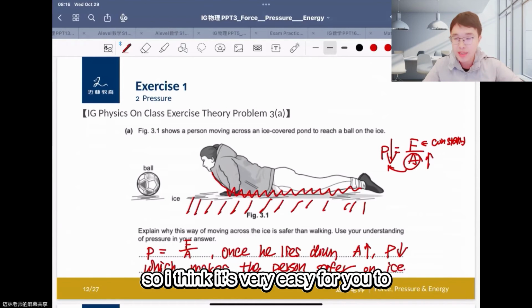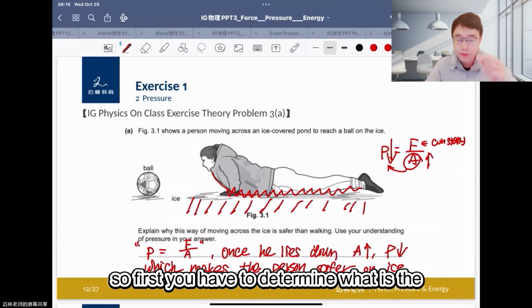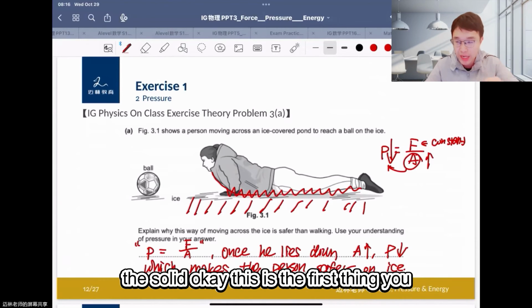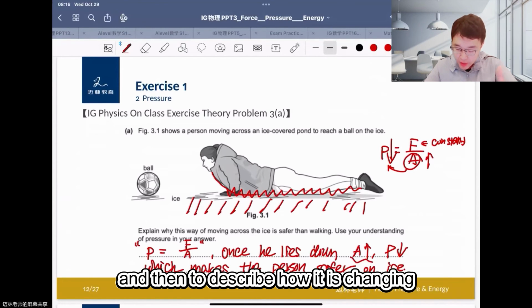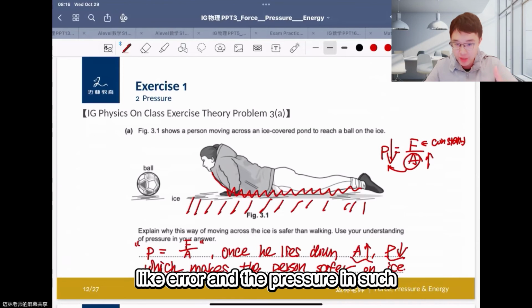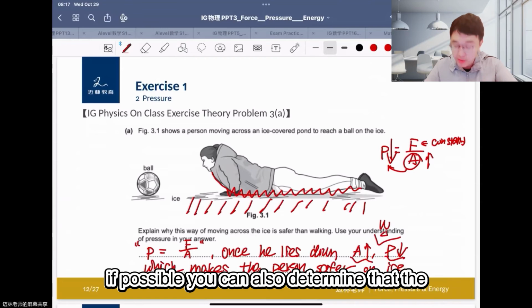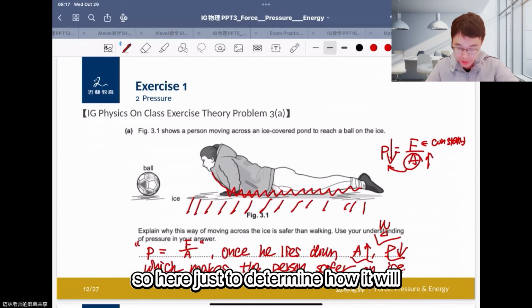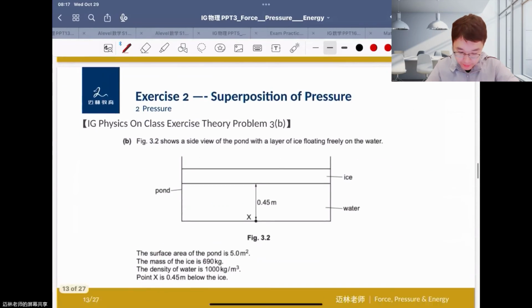So I think it's very easy for you to understand this problem, but remember how to write down such an answer. First, you have to determine the formula here. You are using the pressure on a solid. This is the first thing you have to remember. Then describe how the area and the pressure change in such a formula. If possible, you can also state that the weight doesn't change because the person's weight is a constant, and then determine how it influences the pressure.